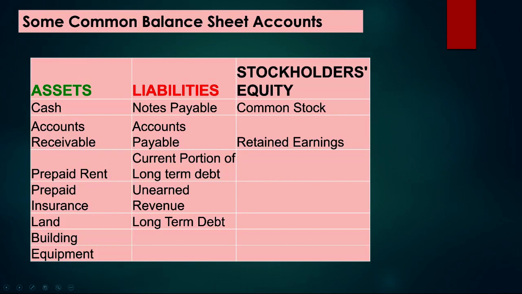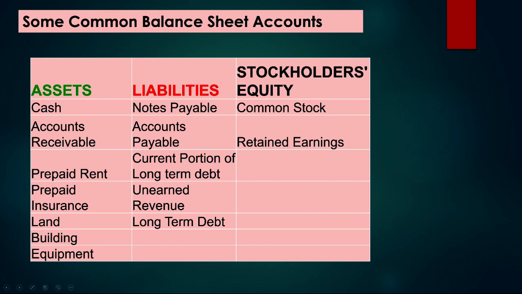Here are some common balance sheet accounts, and we've mentioned some of those already, and they are also in that order of liquidity for the assets. Note that cash is first, followed by accounts receivable, and note that land, building, and equipment are listed last. And the reason for that is because they have a longer life. Cash will be used much faster than a piece of equipment or a building.